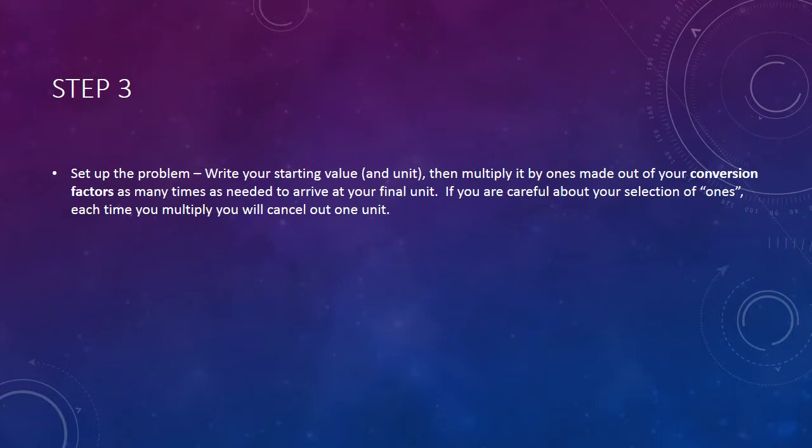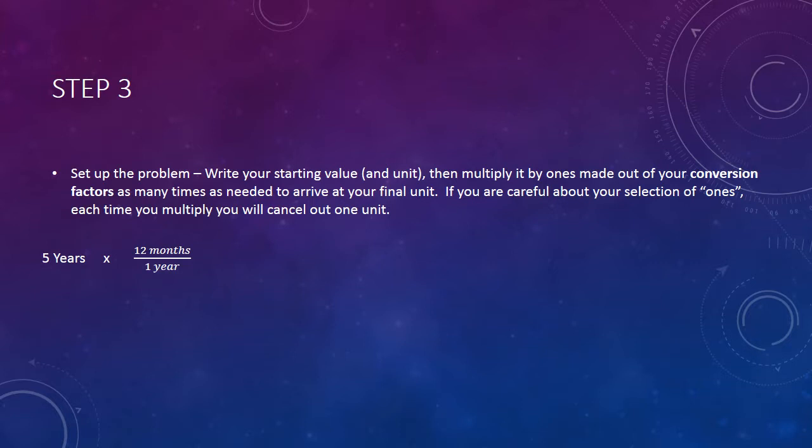So step 3 is we're going to set up the problem by writing our starting value and unit over on the left-hand side. Then we're going to multiply it by the ones that we've made out of our conversion factors, and we're going to do this as many times as we need in order to get to our final unit that we want, which in this case is days. So our first conversion factor we're going to use is that 1 year is equal to 12 months. So this is our equivalency.